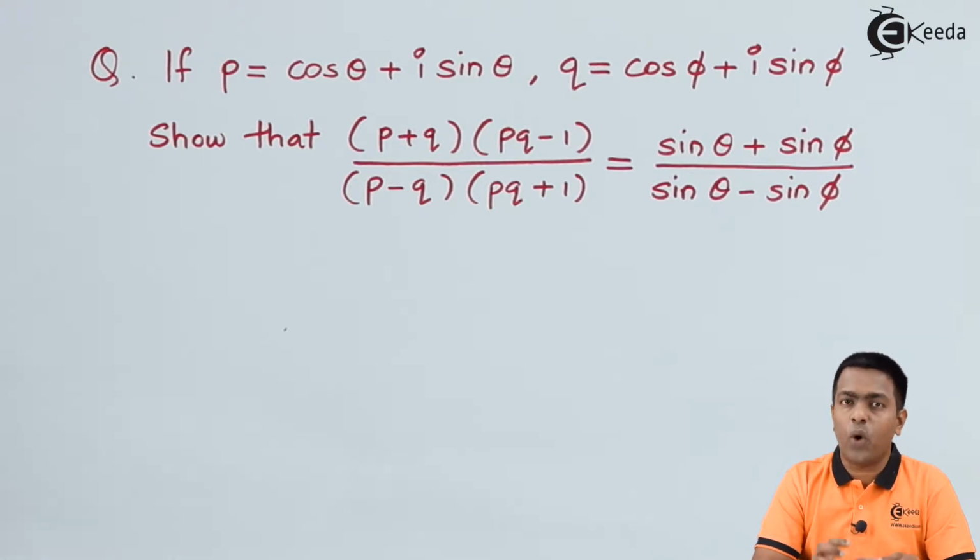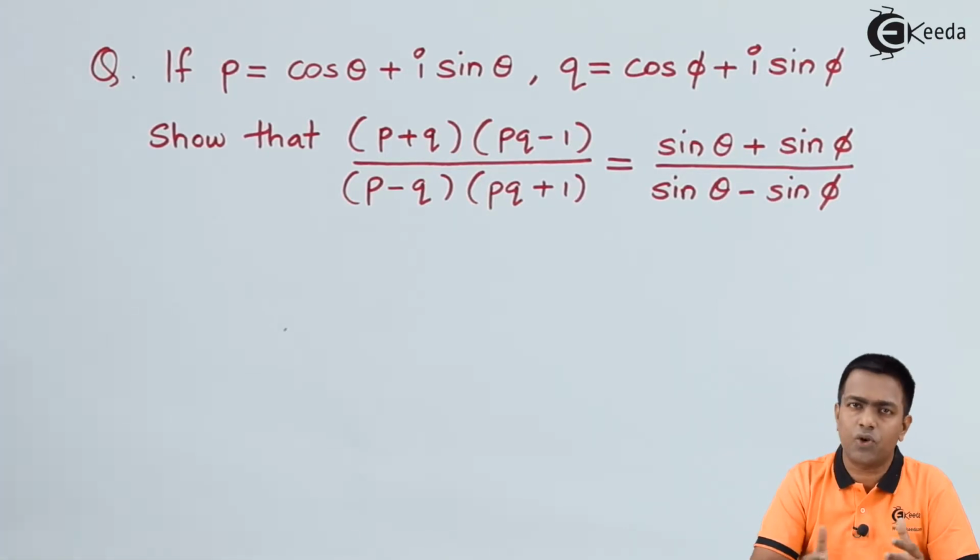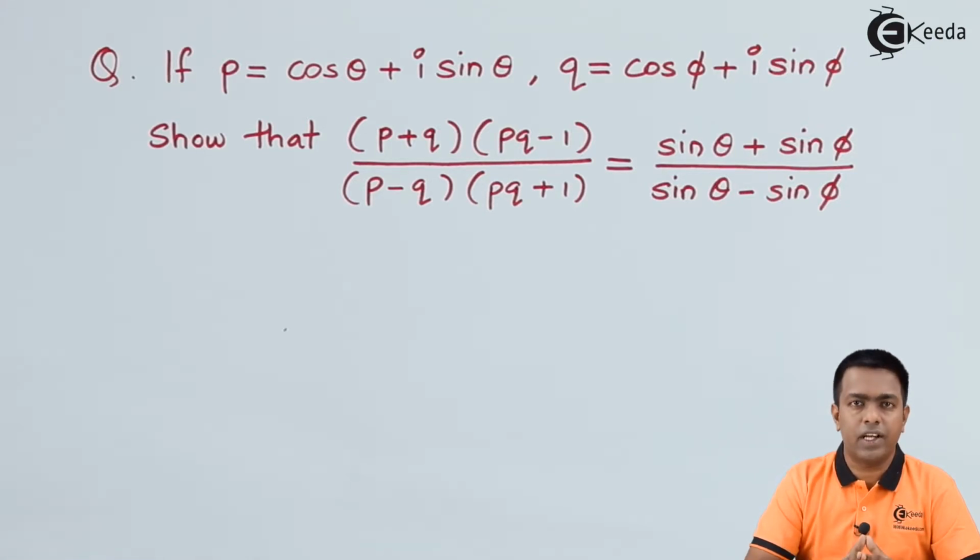Now guys, if you observe, P and Q both are complex numbers, and in the question the left hand side is a combination of P and Q, whereas in the right hand side we have only sine terms. Now the question is how to get only sine terms from the complex numbers, because on the left hand side we'll do a few operations on P and Q, and from that we have to prove the answer is only sine terms. So guys, let's start with the left hand side.